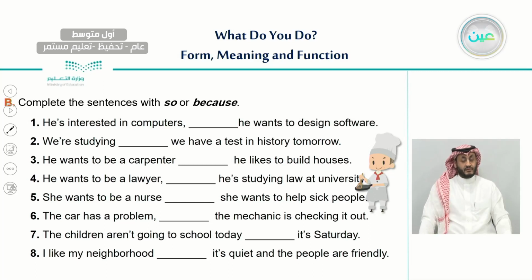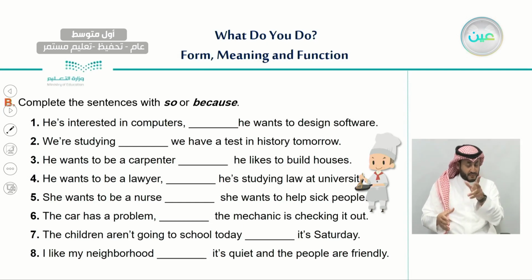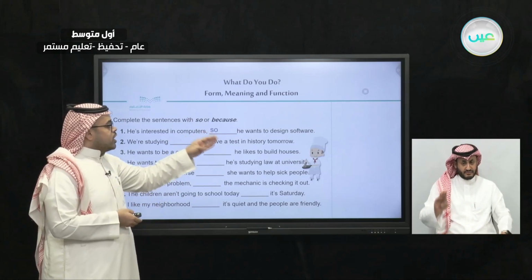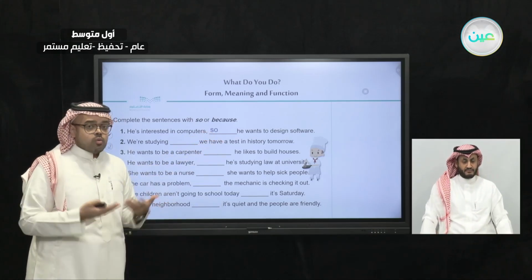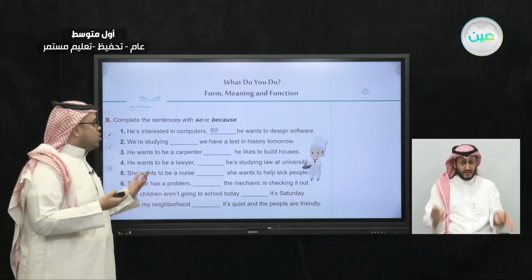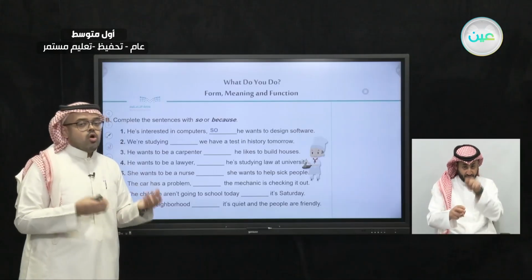Now let's try to figure out what is the reason and what is the result. The first one is, he is interested in computers. We cannot say because here, since it doesn't give us a reason. So we can say, he is interested in computers, so he wants to design software. If we flip it around and say, he wants to design software, we can ask why. Why does he want to design software? Because he is interested in computers. So try to think of the sentence, whether it's a result or a reason.